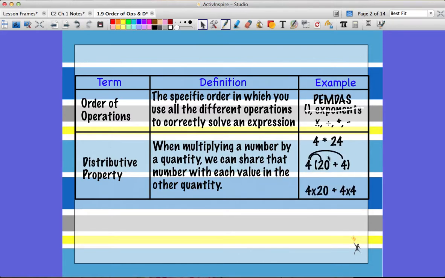Right, so I want you to fit this in for your example. So if you have 4 times 24, you can turn it into 4 times the quantity 20 plus 4. And then that turns it into 4 times 20 plus 4 times 4. Make sure to get all this written down, and then when we get a chance at the end of the lesson, we'll talk more about how this works.